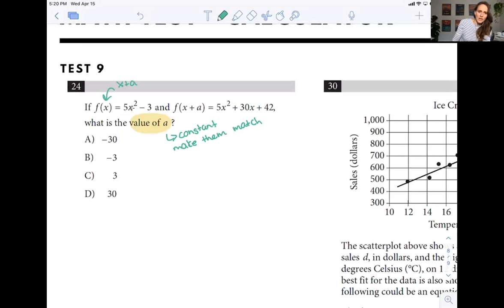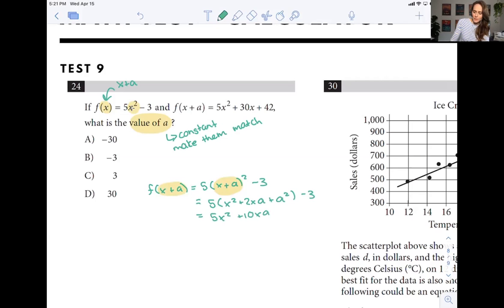And I'm going to get f of x plus a also equals 5 times x plus a squared minus 3. I just plugged in the x plus a here for the x squared. That simplifies to 5 times x squared plus 2xa plus a squared minus 3. And that simplifies to 5x squared plus 10xa plus 5a squared minus 3.